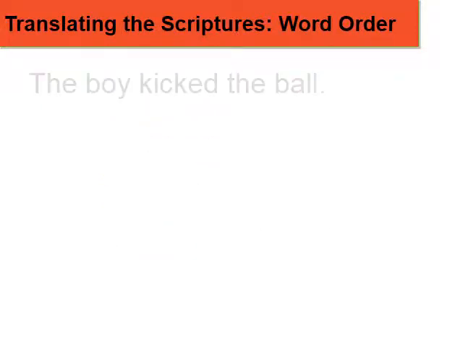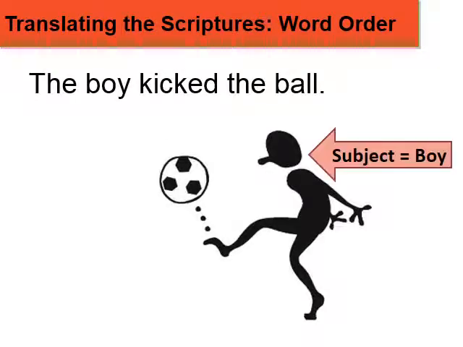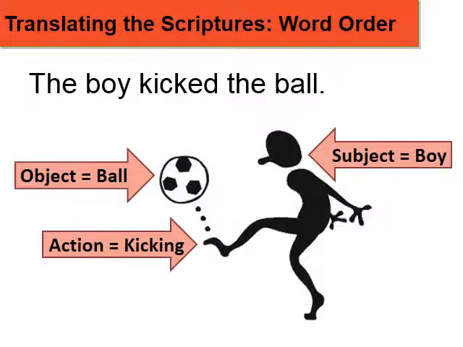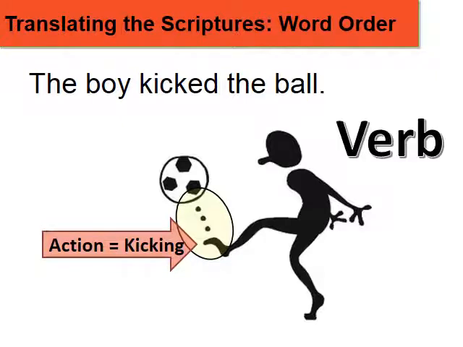Consider the sentence: The boy kicked the ball. The boy is the subject. The recipient or object is the ball. The subject, boy, does some action, kicked, to the object, ball. The action performed is the kicking of the ball. This action of kicking is known as a verb. The verb tells what the subject is doing or being.